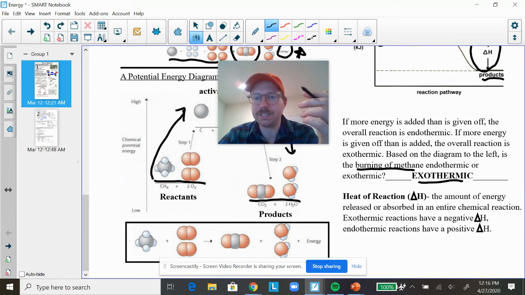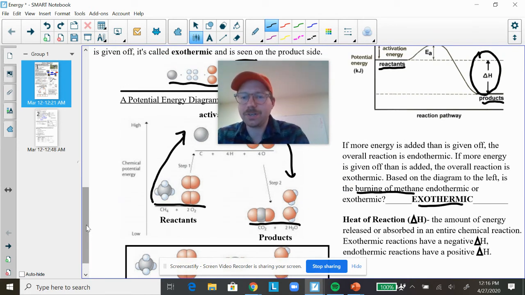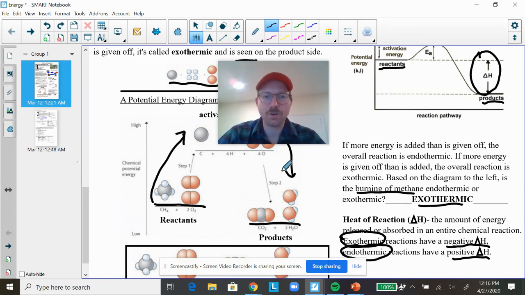It's ultimately releasing. And that delta H that was mentioned above is the amount of energy released or absorbed in an entire chemical reaction. If you notice, you have a net decrease of energy. So we're going to have a negative delta H for exothermic and a positive delta H for endothermic. We're going to do more practice with this in class. So if this is a little bit confusing, no worries. Hopefully you get some notes down on paper so we can talk about this tomorrow.